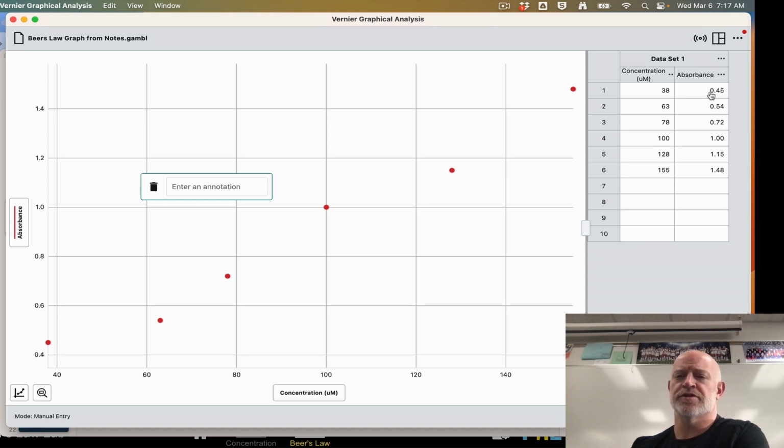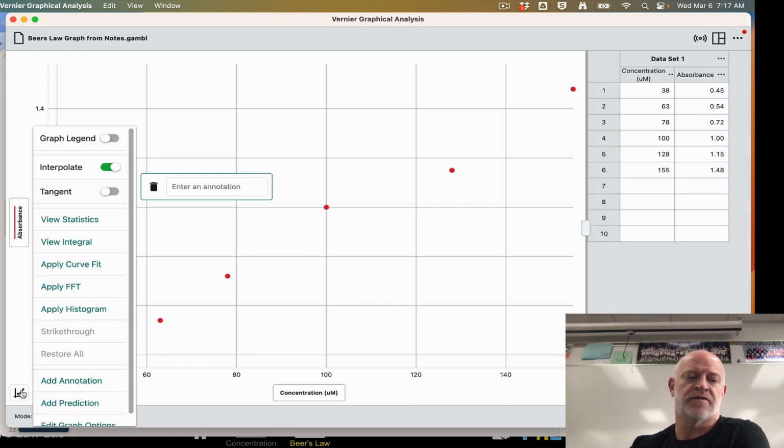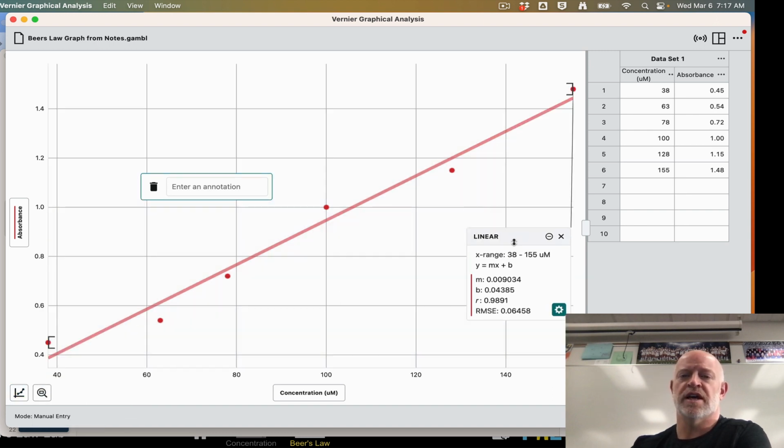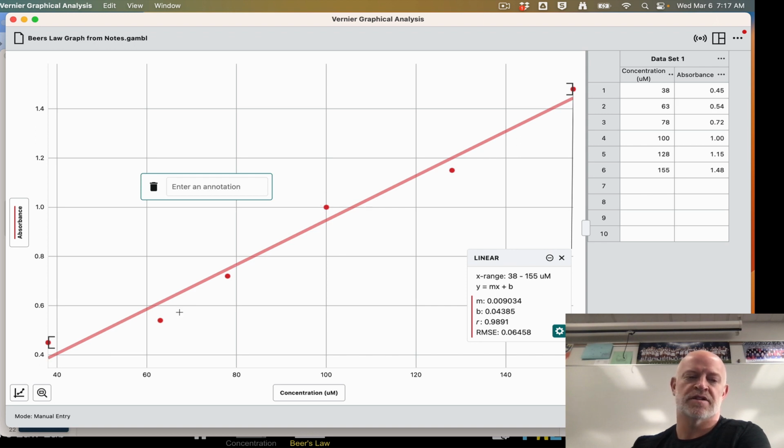If we do this particular solution, what we made up, here's what we get for data. You notice how it's not a perfect line because it's real data. It's not just some fake computer generated stuff. And if we apply a curve fit to that, and we would definitely want it to be linear, we see that we get a really nice linear regression. Not all the dots touch the line.